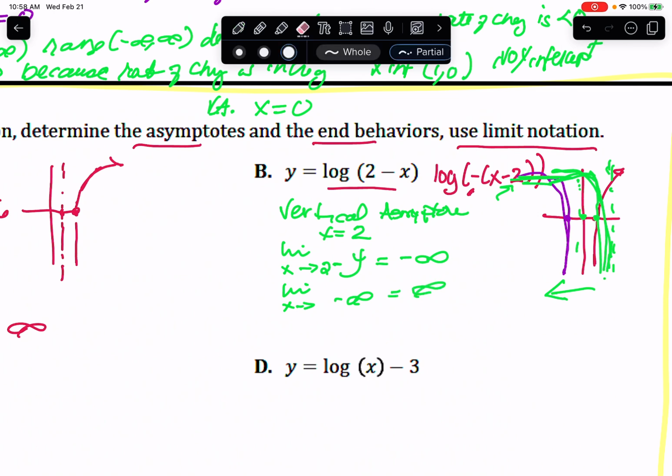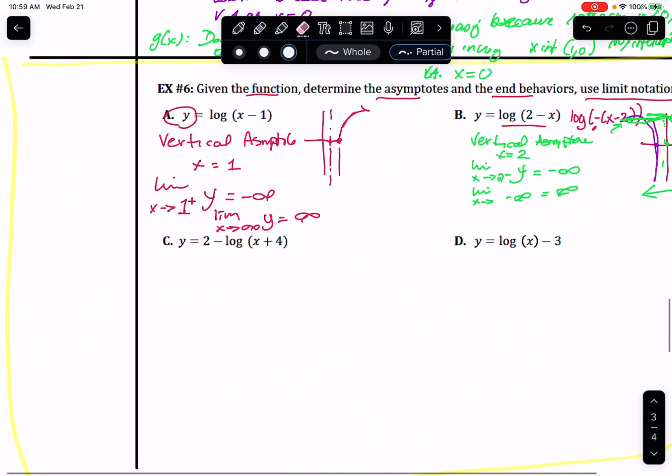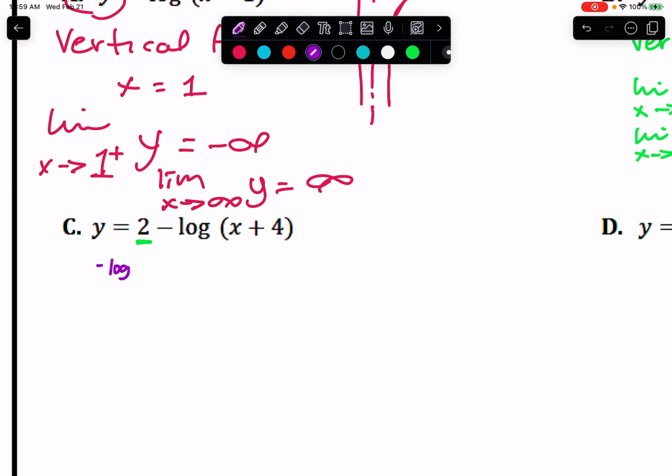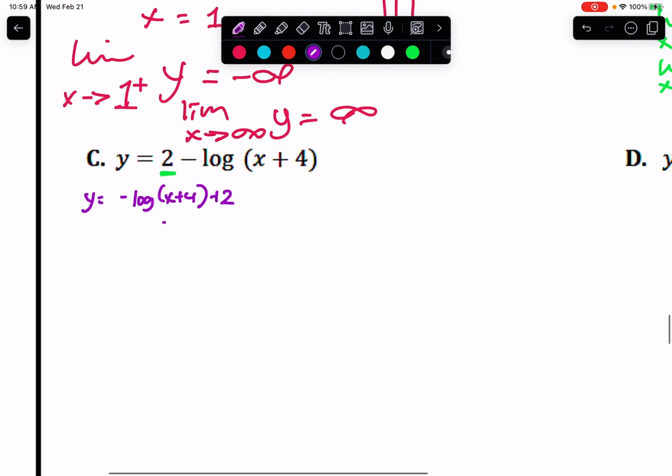Okay? Let's look at C. Again, I want to rewrite this a little bit because usually this is on the back side, being a vertical translation. So let's rewrite this as y equals negative log of (x plus 4), plus 2. So we see that we have a horizontal translation left 4, we reflect over the x-axis, and we go up 2.